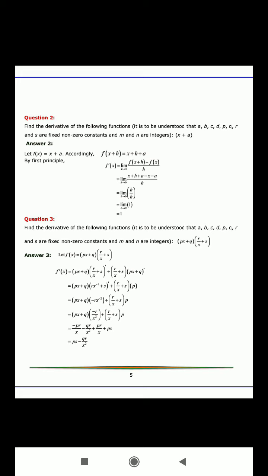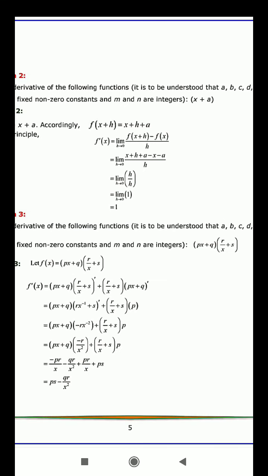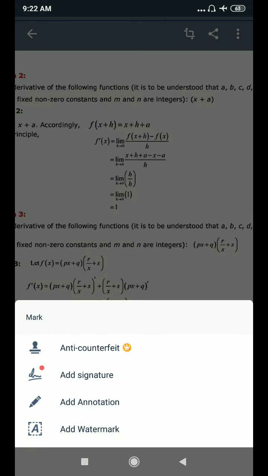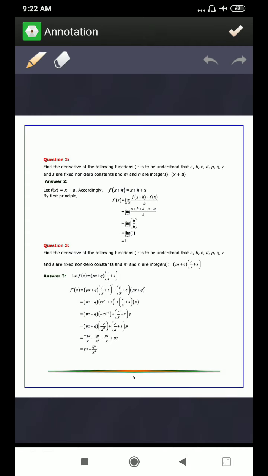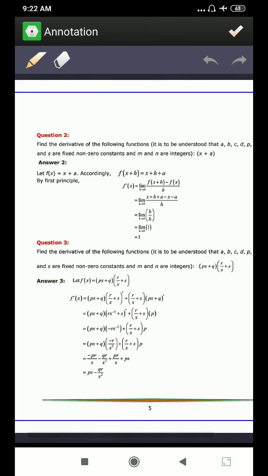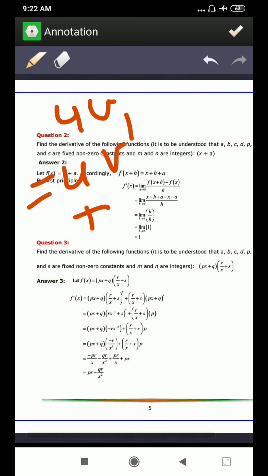The next question, you have to find the derivative of all these. It is (px plus q) into (r upon x plus s). So friends, we will apply the product rule. So what is product rule? In product rule, a product of two functions is given. So we'll keep the first function as it is, we'll differentiate the second function. Then we'll take the second function as it is, we'll differentiate the first function. Suppose you have to take the derivative of u into v. So u as it is, derivative of v. Now v as it is and derivative of u. That's simple. So in this question, it is (px plus q) into (r upon x plus s).